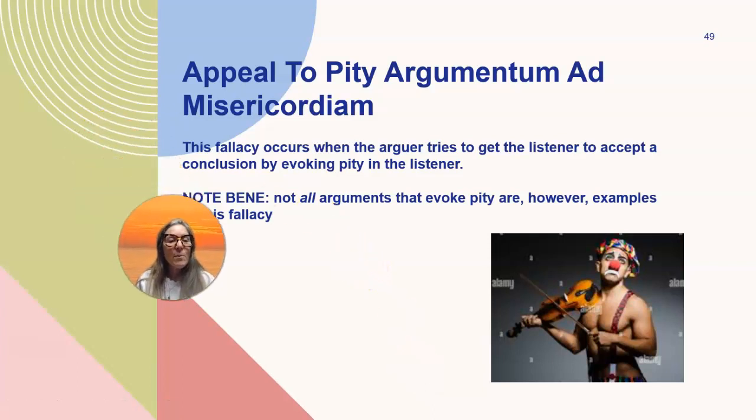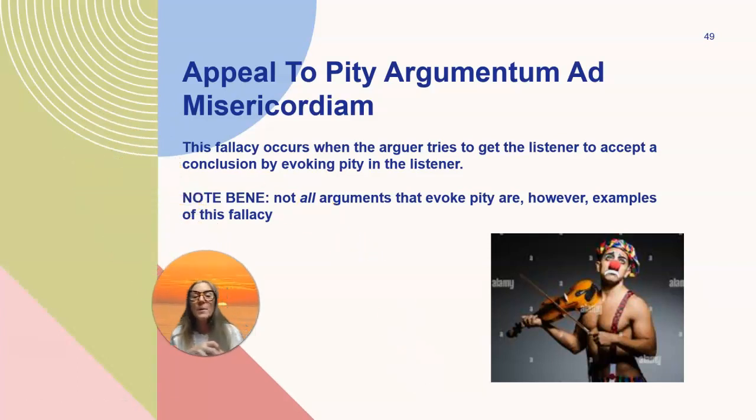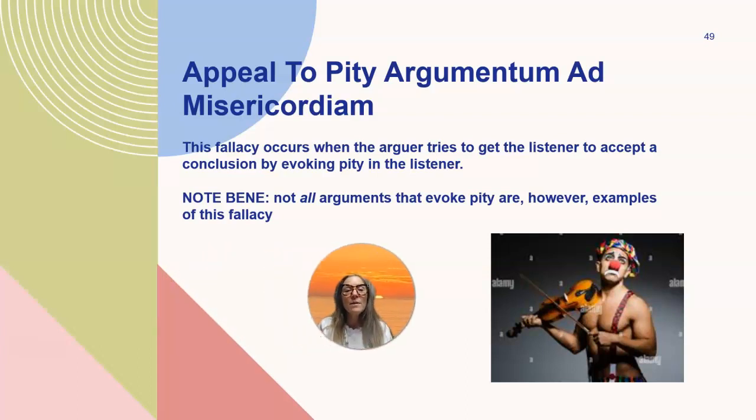Here's another one that's very emotional. Appeal to pity. This is a picture of a clown. He has a violin. He's got a super sad look on his face. This fallacy also occurs using emotion, but in that it tries to get the listener to accept a conclusion by evoking pity or sadness. Now, not all arguments that evoke pity are always fallacies. Some have good reason. But the one that says, oh, you should do this because otherwise this sad thing will happen, is an appeal to pity.